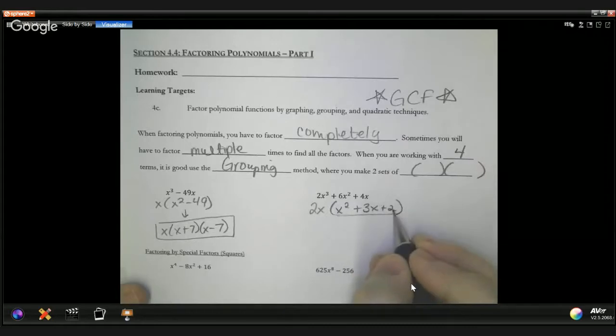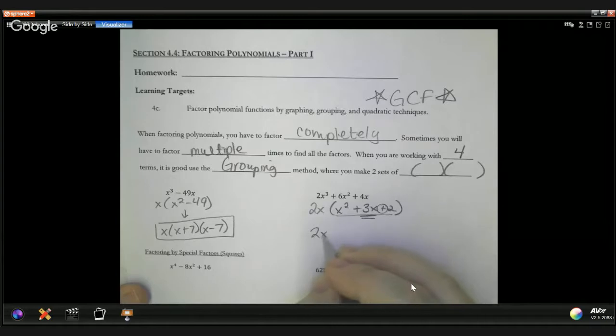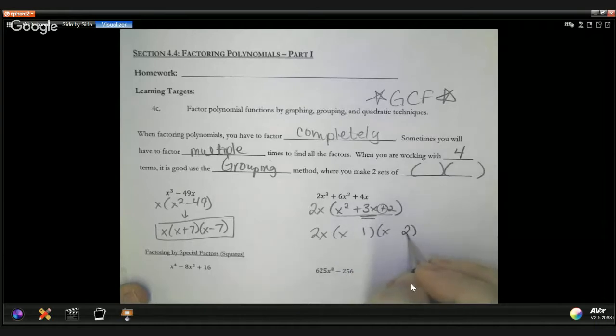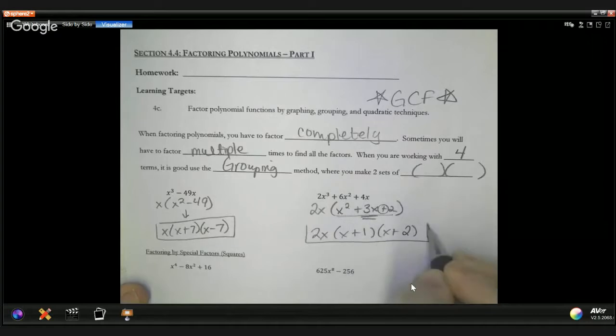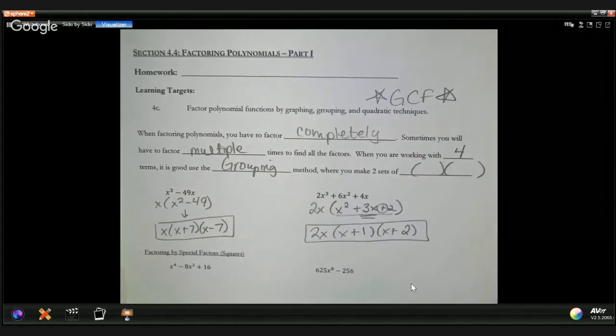What times what is 2, and adds to give me 3? The numbers that multiply to give you 2, but add to give you 3 are 1 and 2. And because it's a positive 3, they're both positive. There you go. So that's the first thing that you do. You always want to try and find a GCF.